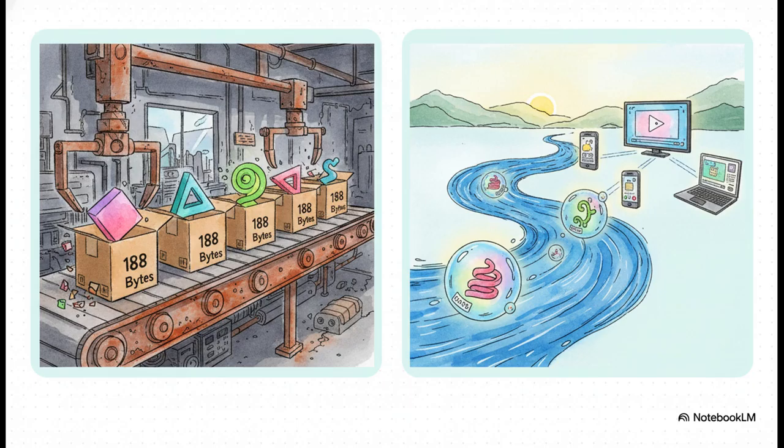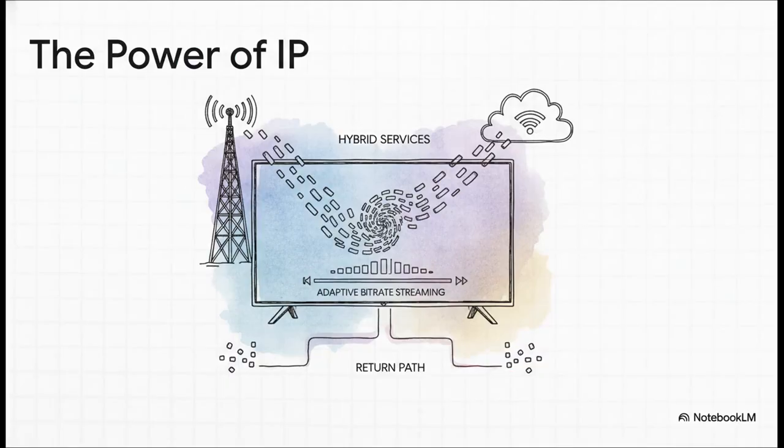ATSC 1.0 uses the old-school MPEG-2 transport stream. It stuffs everything into these fixed 188-byte packets. Yeah, it's reliable, but it's incredibly rigid. ATSC 3.0 just throws that entire concept out the window and embraces Internet Protocol, IP, the exact same system that runs the entire internet. Suddenly, everything, video, audio, data, is just a data packet, exactly like the ones flying around your home Wi-Fi network.